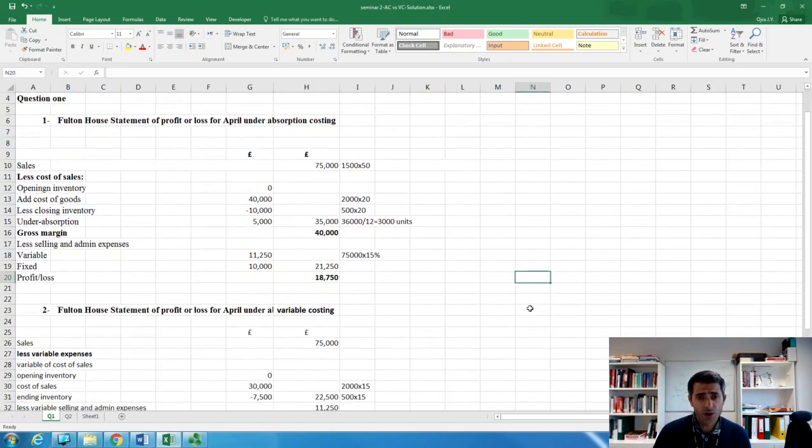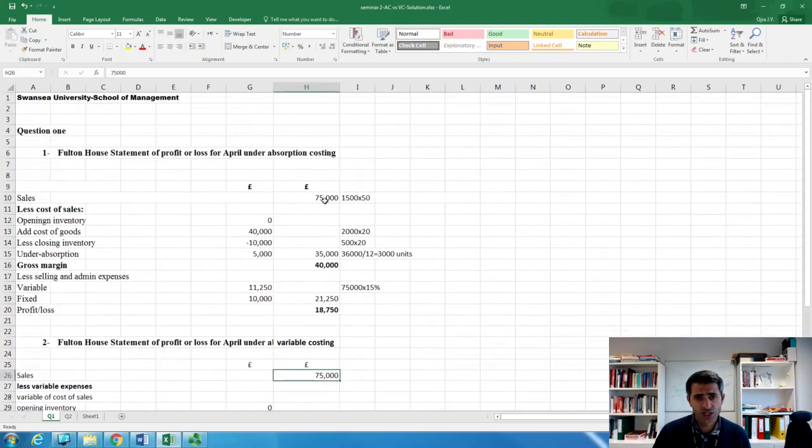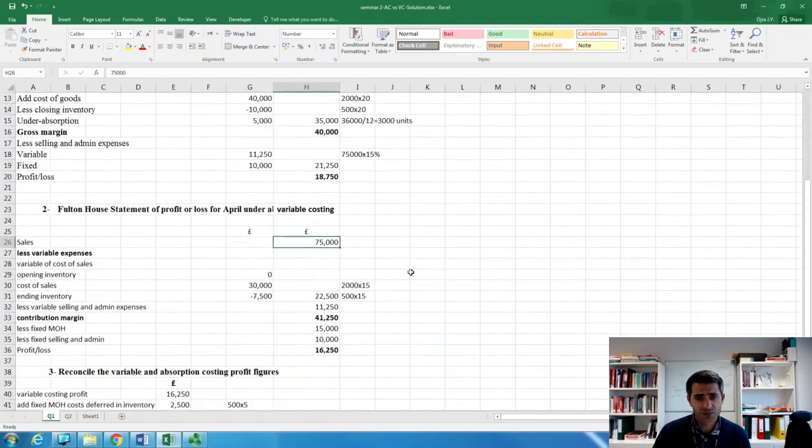So under variable costing, the second statement, sales is the same. There's no change in sales really. Sales is absolutely the same here. So what you need to do here, really, you need to start looking and calculate the cost of sales.